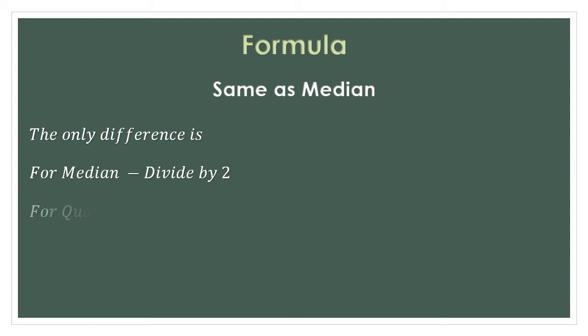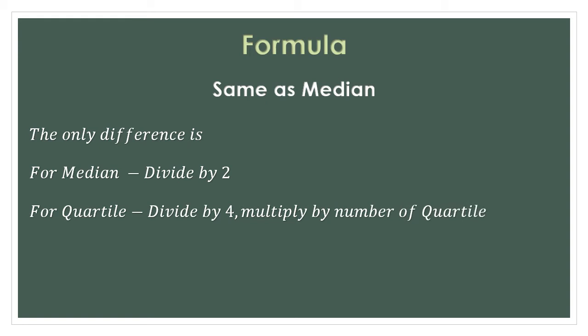So if the quartile divides the data into 4 parts, we will divide by 4 and multiply by the number of the quartile. That means we divide n plus 1 observations by 4 and multiply it with the number of the quartile. If it is the first quartile, multiply by 1. If it is the second quartile, multiply by 2. And if it is the third quartile, multiply by 3.